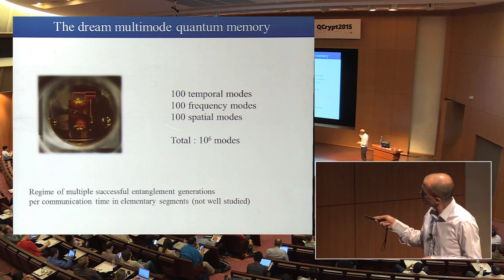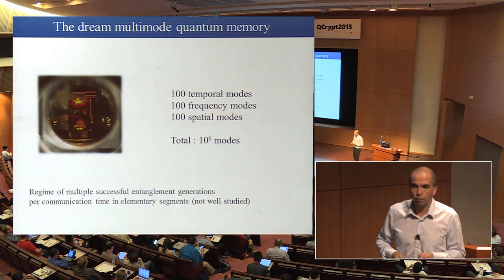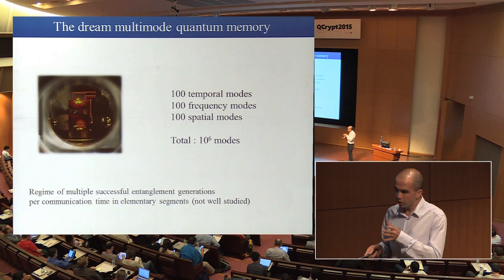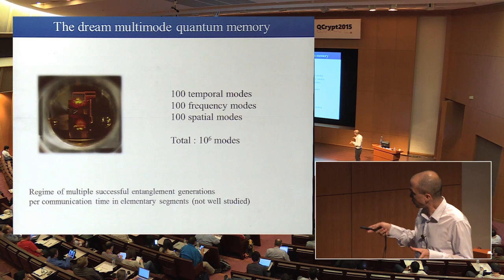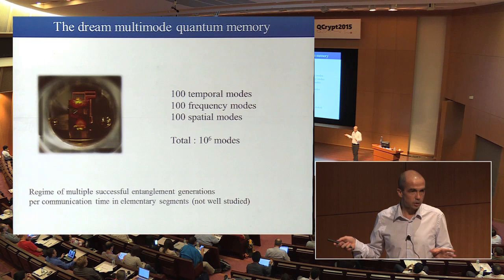So if we combine these things together, we are starting to have a really large number of modes. And actually, this would bring us into a regime where we would have multiple successful entanglement generations per communication time. It's a regime that has not been very well studied. It could be that the kind of architecture that I showed you is not the best for this. So this is something that could be interesting to push forward a bit more. So I think there is clearly some hope that using multiplexing we can really increase a lot the rate of potential repeaters.